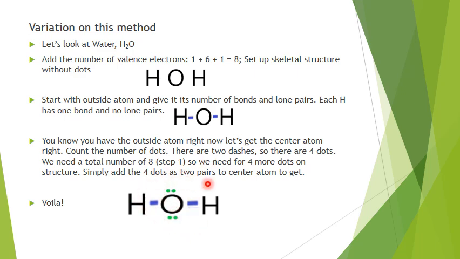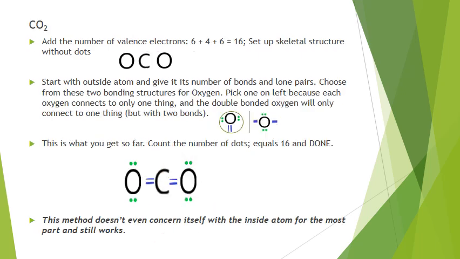So this is really kind of the quickest model. You get your skeletal structure and your valence electrons. Take care of the outer atoms. Count the dots and dashes. If they're off, then you add the extra ones that you need into the middle. A lot of times you're not off. You don't have to add any. Like in this case.